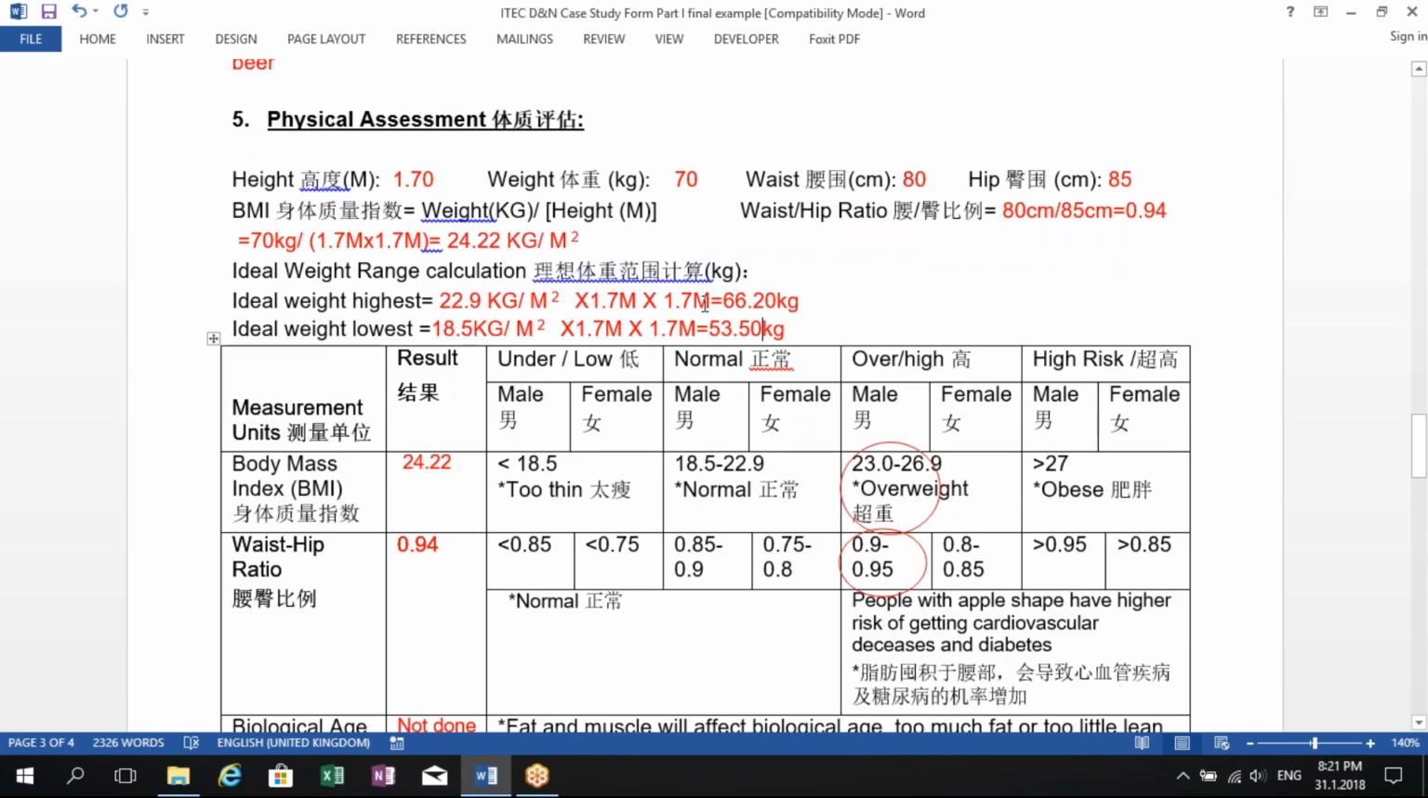An ideal weight calculation, this one we also tried before, right? We take the lowest of the normal BMI, which is 18.5. We back calculate, so 18.5 times the height 2 times, we get this lowest ideal weight. And then we take the highest of BMI 22.9, times the height 2 times, we get the highest range of the ideal weight. Also the ideal weight is in kg, kilo. Okay?